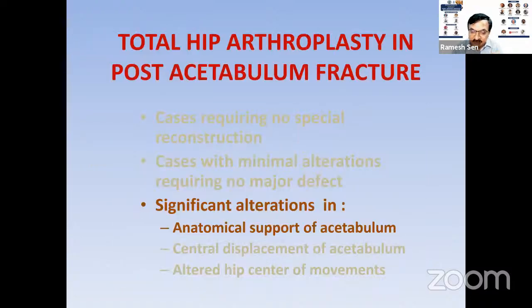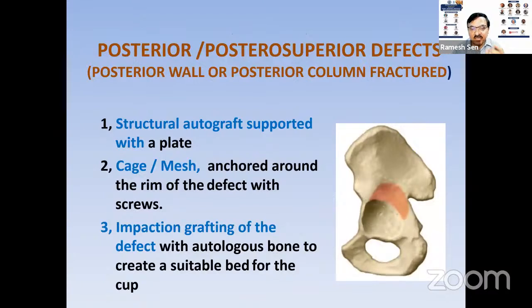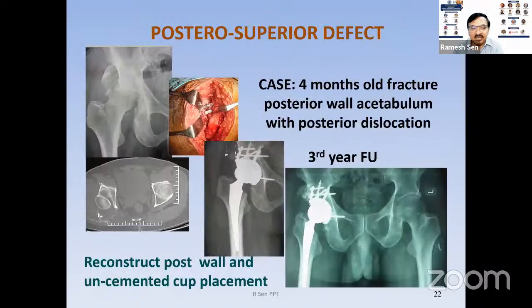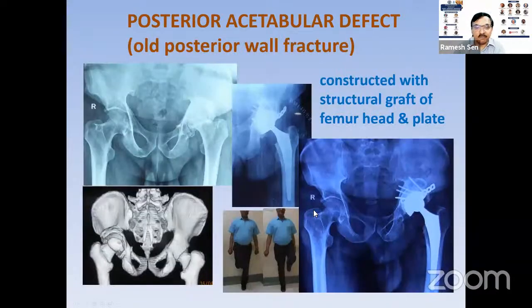Now we look at cases which have got a significant alteration, where you need to put some bigger graft, some cage, some mesh, some impaction. Like this case, this is a significant dislocation which has persisted for 4 months. At this stage, with the kind of weight-bearing dome and femur head which you can see, there is no role of a primary reduction. So we just go for getting this head to be used on the posterior side as a wall and put a plate over that and then put a cup. And this is his 3-year follow-up.